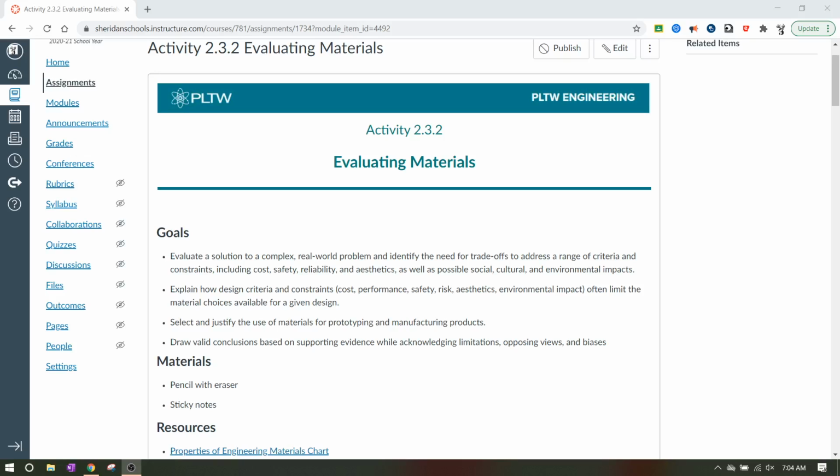All right, IED, we're going to start talking about activity 2.3.2. This one is called evaluating materials. In activity 2.3.1, we started measuring the properties of some materials. Now we're going to take those properties and analyze them, and see how we can put them to use on a measurable scale so that we can see how the property changes in a measurable manner.